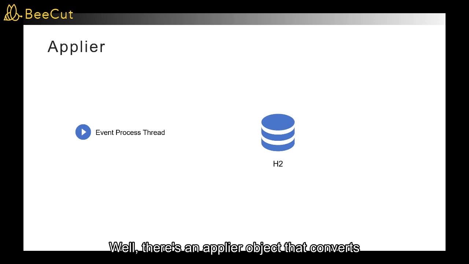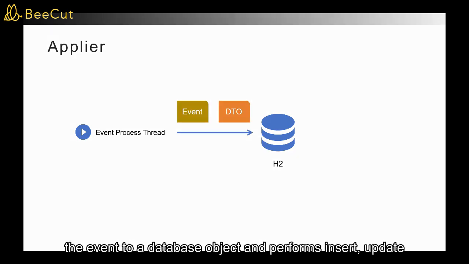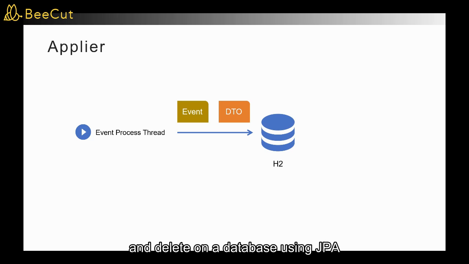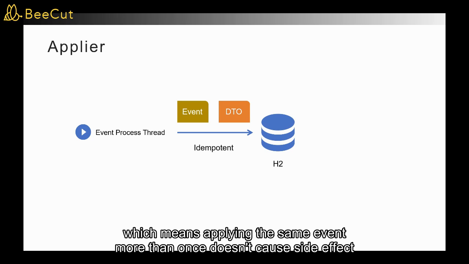Lastly, how is an event applied? Well, there's an applier object that converts the event to a database object and performs insert, update, and delete on the database using JPA. And events should be idempotent, which means applying the same event more than once doesn't cause side effects.